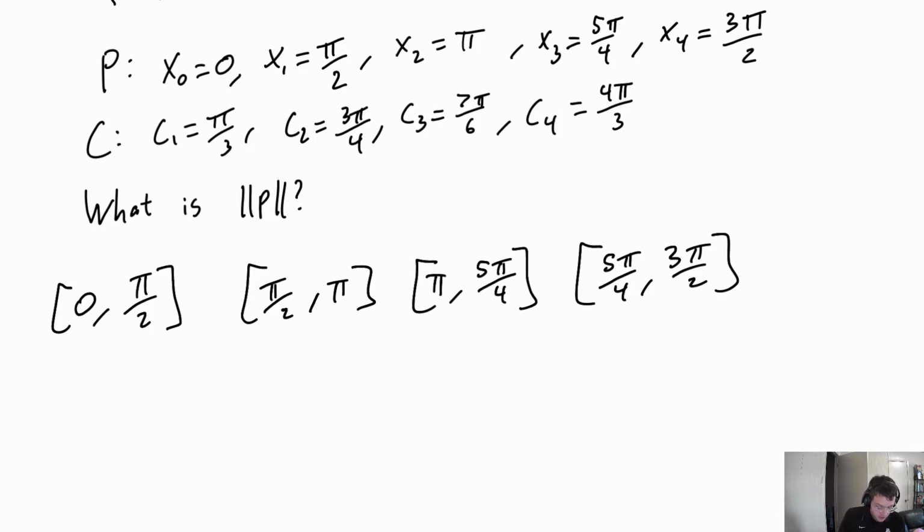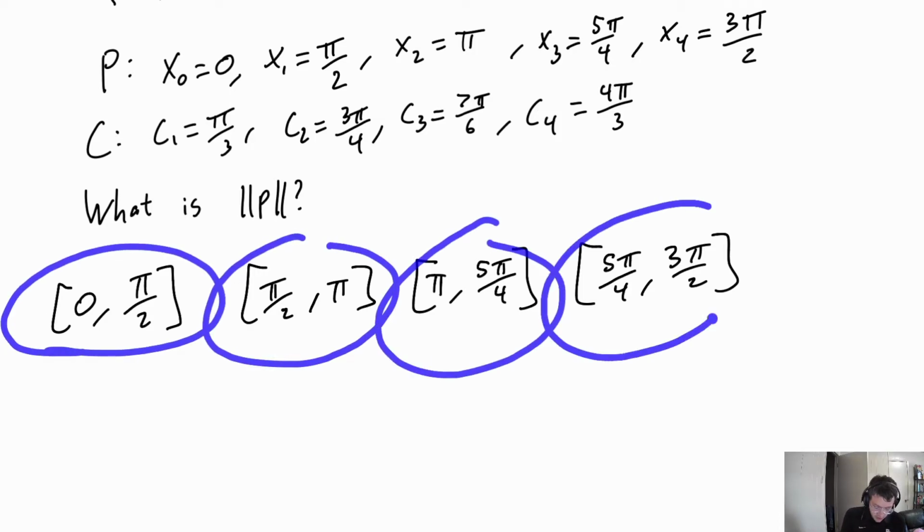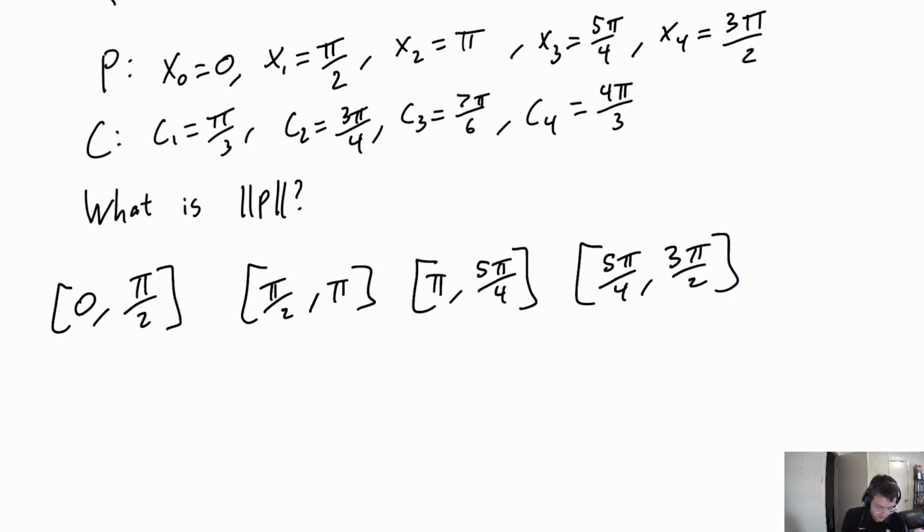In each subinterval here, we're given a sample point. So in this first subinterval from 0 to pi over 2, we're given a sample point that's pi over 3. In this second subinterval, we're given a sample point that's 3 pi over 4. In this one here, we're given the sample point 7 pi over 6. And then lastly, here we're given 4 pi over 3.